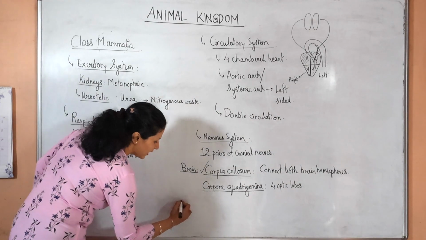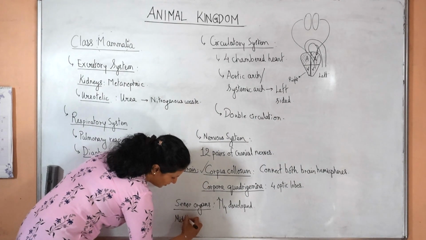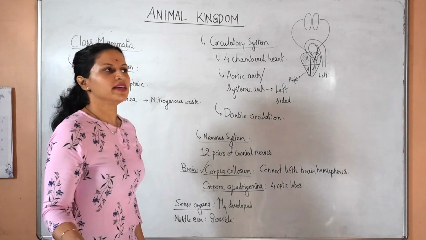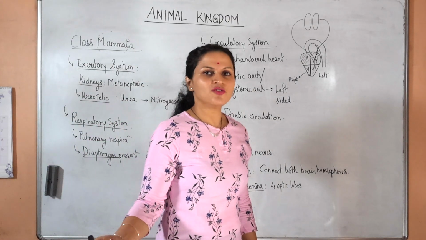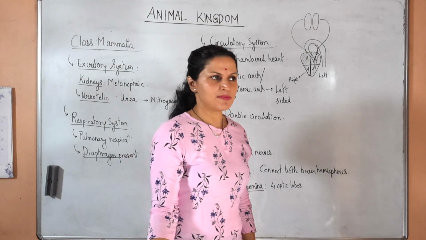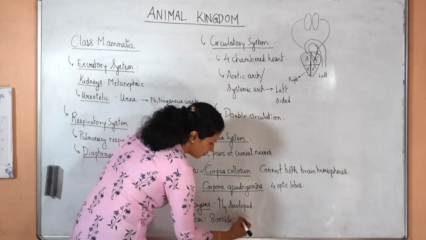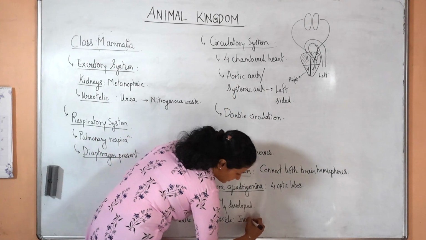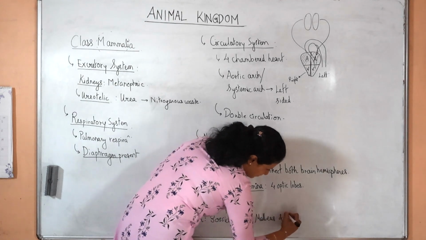The sense organs are highly developed. Middle ear has 3 ossicles. All the other classes that you learned so far had only one ossicle in the middle ear. That was the columella, also called the stapes. In case of the mammals, they have 3 ossicles: incus, malleus and stapes.